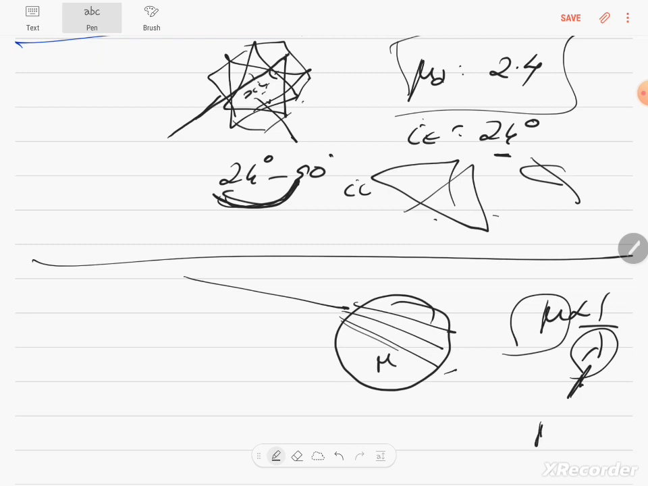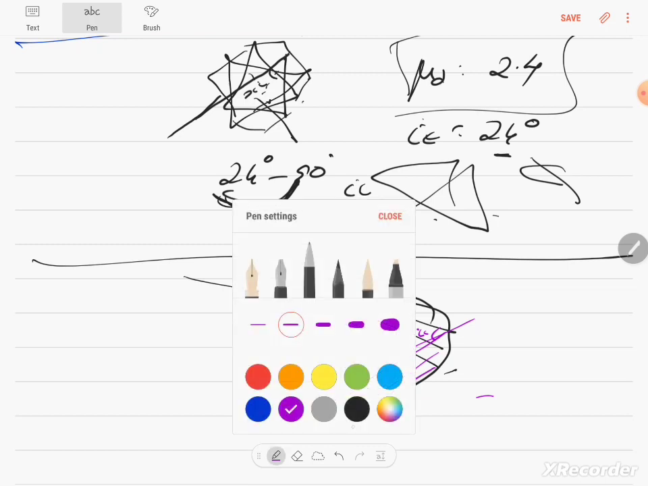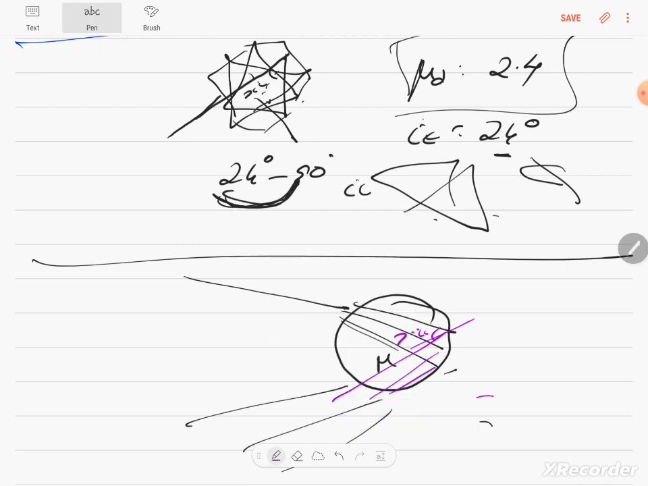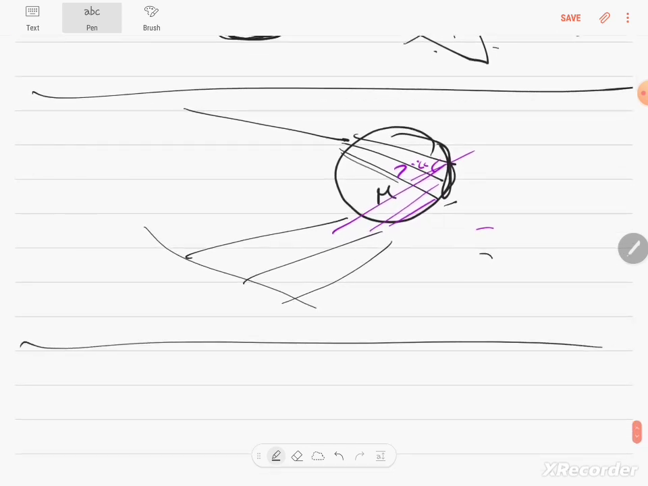Mu is equal to C by v. So each travels with a different speed and dispersion occurs. Now, at this point, if the angle is greater than the critical angle, total internal reflection phenomenon will occur and the light ray will emerge out and a big rainbow gets formed. So that's again a phenomenon of total internal reflection.